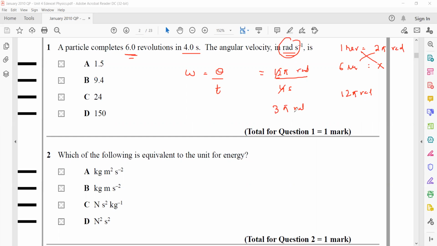And this 3 pi radian, what is the value of pi? Pi is 3.14, so 3.14 multiplied by 3 is equal to 9.42. So B will be the right answer. Is it clear? Yes, sir.